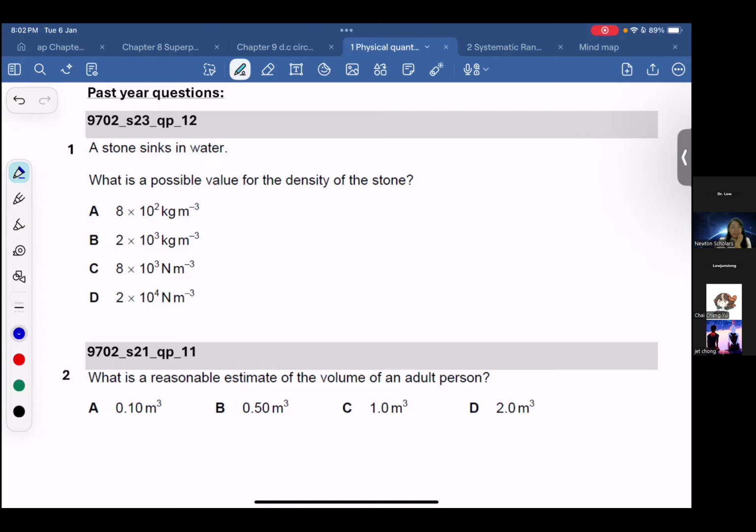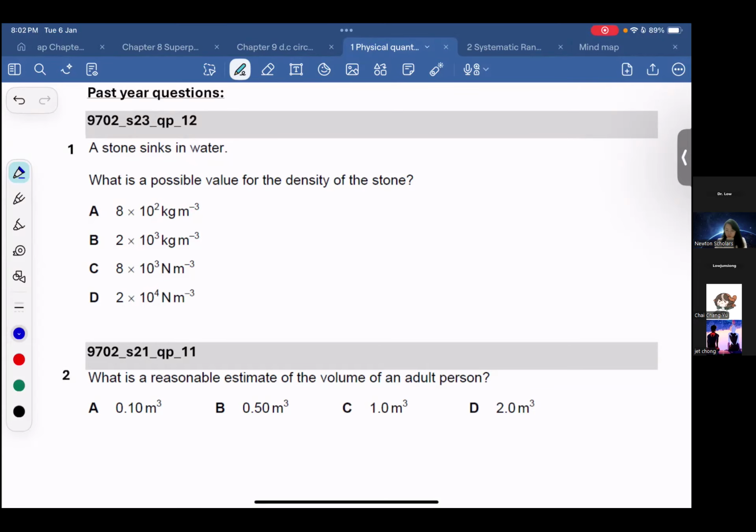Boys and girls, every time when you do the questions, if you get the answer, you can private message this account, Newton Scholar. Then I will know, and I will let you know that you are correct. For example, Jun Xiong, your answer is correct. Jun Xiong, your answer is wrong, think again, maybe I can guide you on which part.